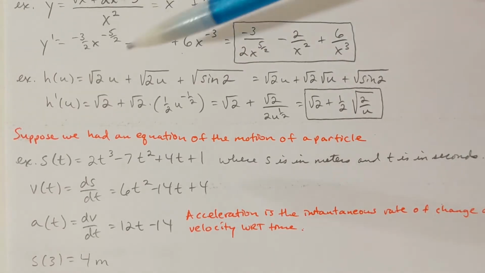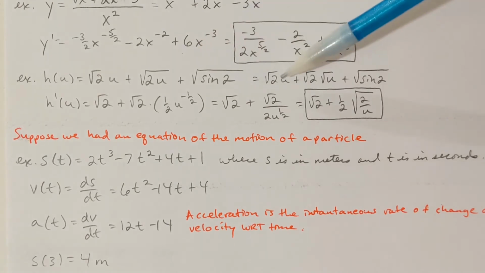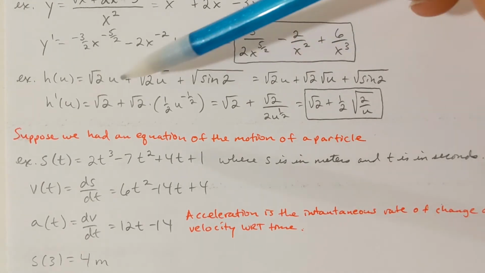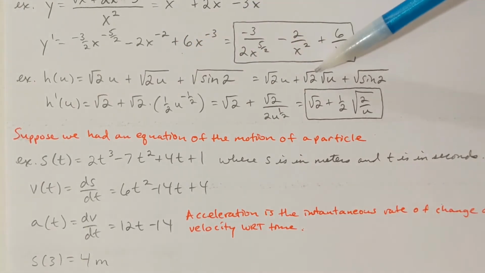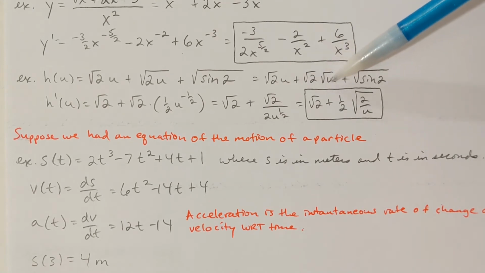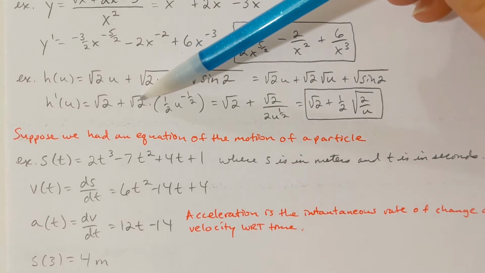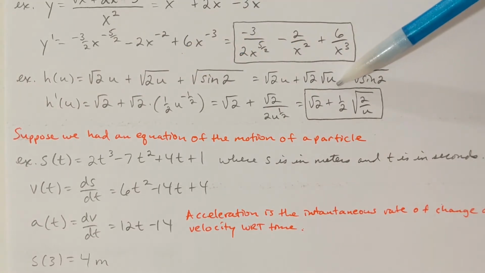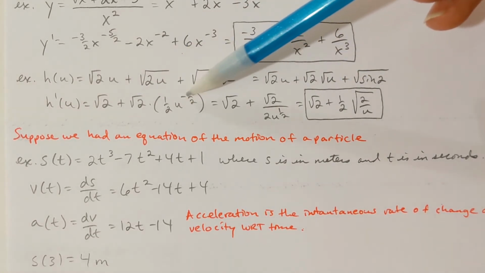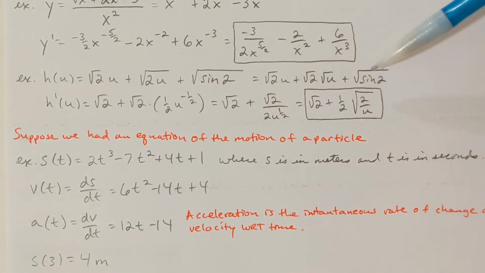Okay, so I think we're ready to get the derivative now. The square root of 2 times u would be just the square root of 2. The square root of 2 is just a number, right? And now the square root of u would be u to the 1/2, which means that I'd want to leave root 2 alone and then differentiate u to the 1/2. That'd be 1/2 u to the negative 1/2. And then the square root of sine of 2, that'd be 0, right? That's just a number. The derivative of a constant is always 0.